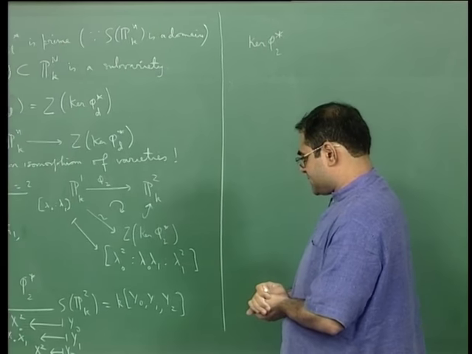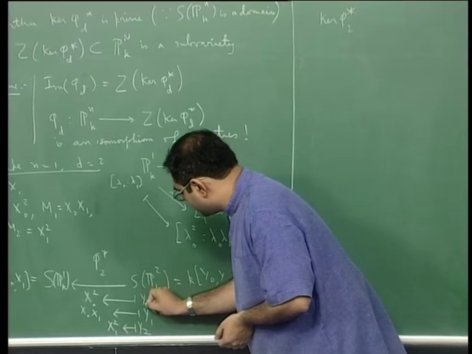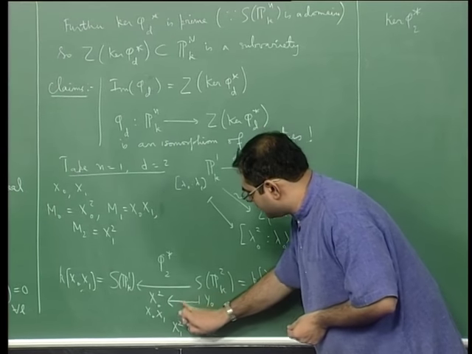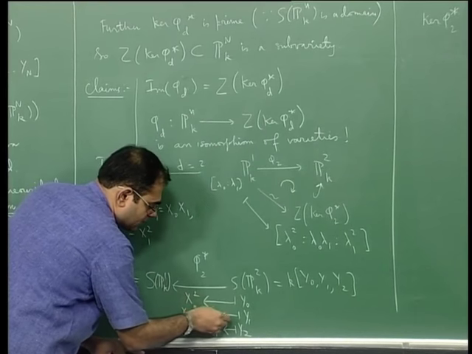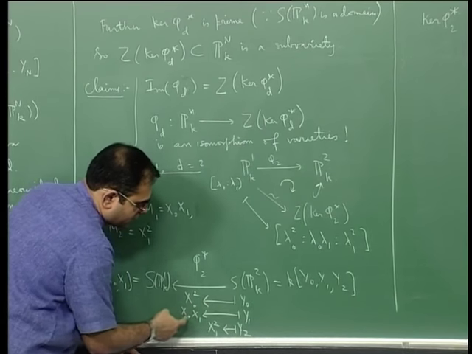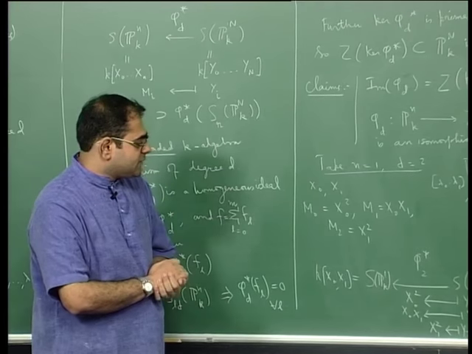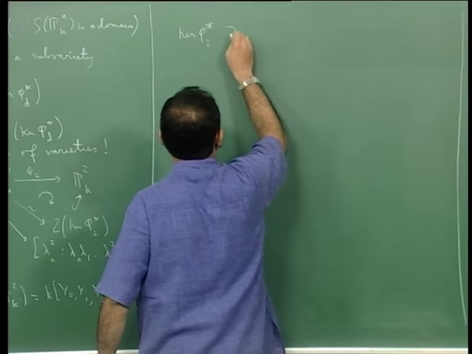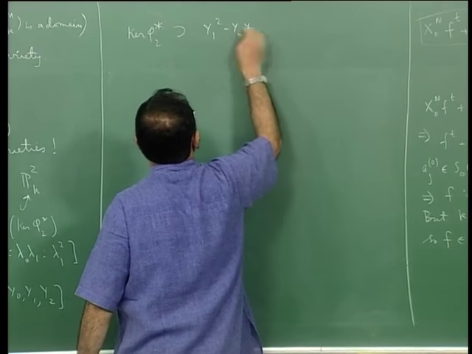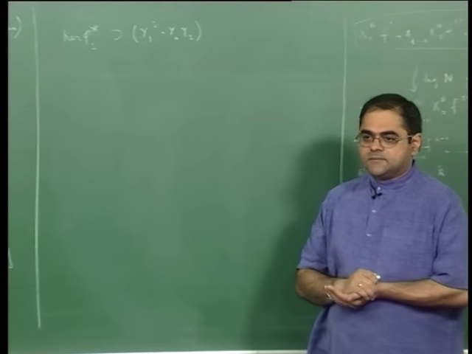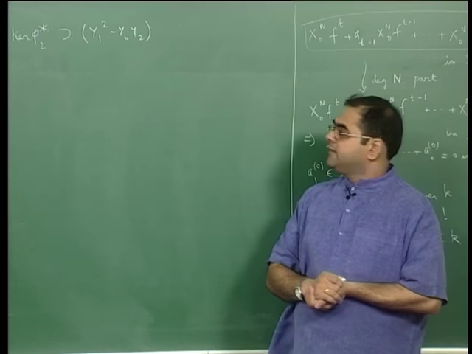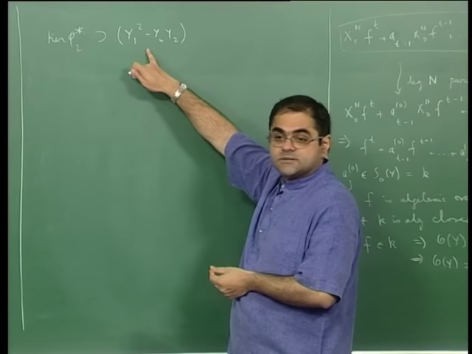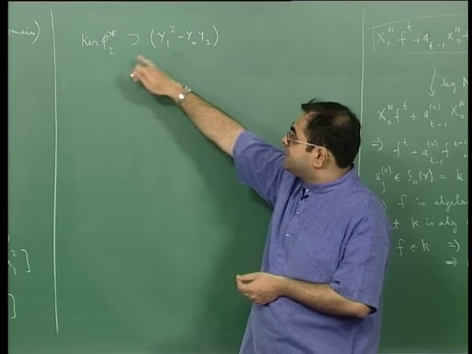You can see this: y0 is going to x0 squared, y1 is going to x0 x1, sorry, and y2 is going to x1 squared. You can easily see that y1 squared minus y0 y2 goes to 0. So the kernel contains the ideal generated by y1 squared minus y0 y2, because this is going to go to 0, and if some element is in an ideal, then the ideal generated by that element is also in it. Mind you, this is a degree 2 element, so it's a homogeneous element. So the ideal that it generates is a homogeneous ideal and is contained in this.